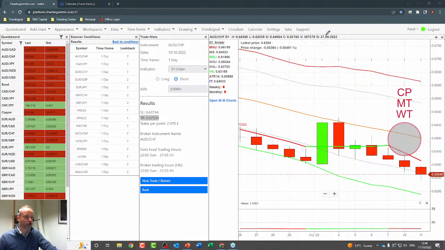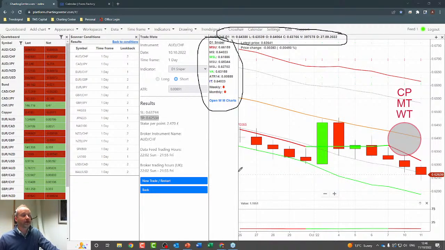Effectively, if you look at what we've got on the chart up here, Marguerite, you've got the candlestick information, and here you've got the indicator information, and also the value of the trend signal line there as well.